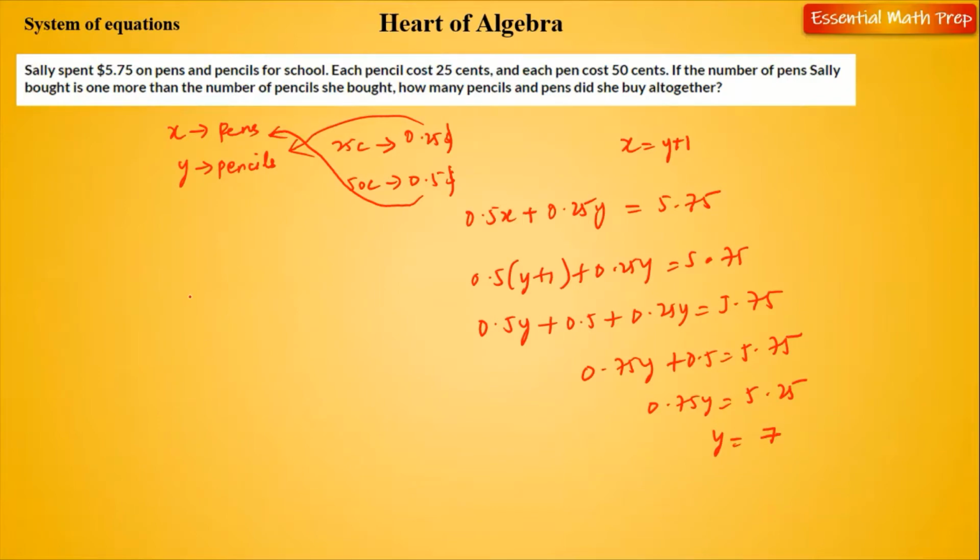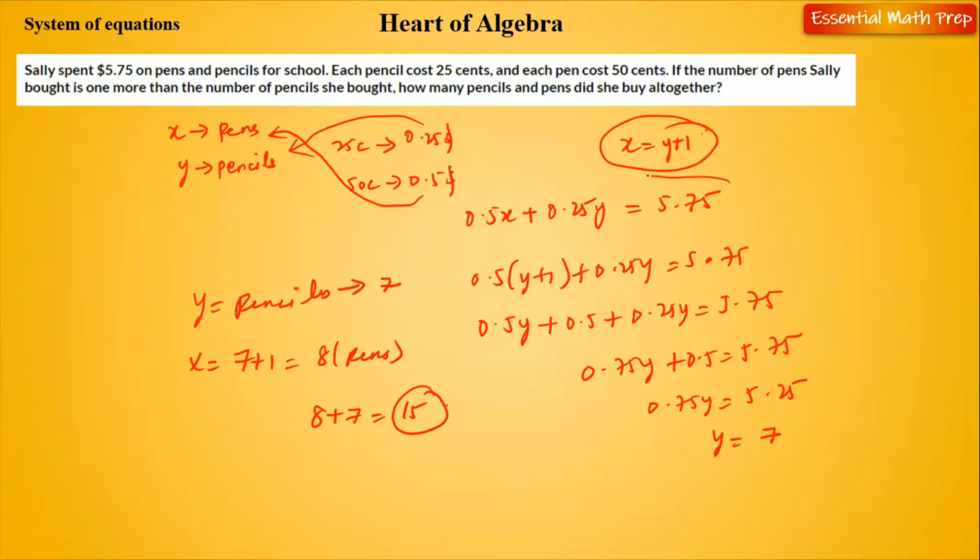Pencils. So Y corresponds to pencils, which is 7. So how many pens did she have? 7 plus 1, so she had 8 pens. What's the total number of pencils and pens she bought? 8 plus 7 equals 15. So this problem, unlike the previous problem, which had so many takeaways, only has one takeaway, which is this and this. These are the only two takeaways you have.